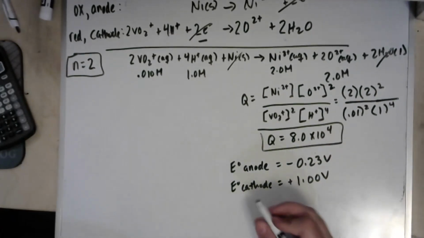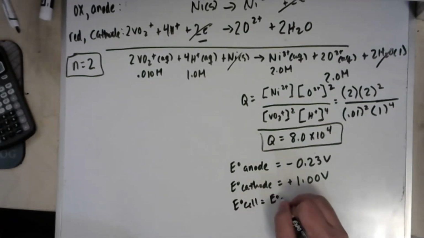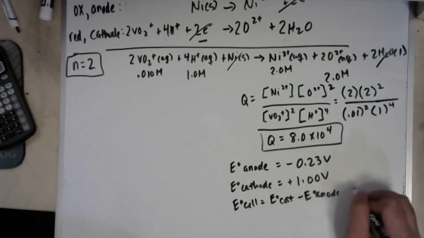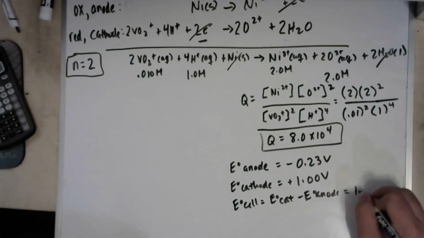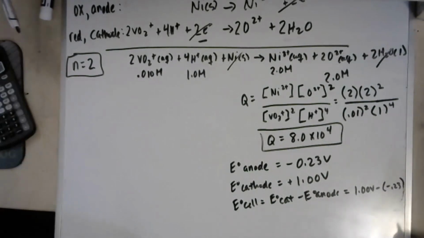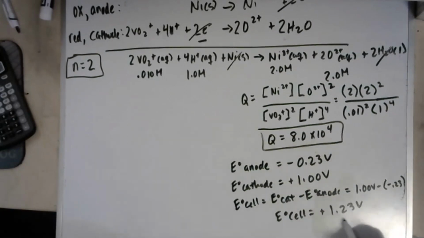So to find our E cell, E cathode minus E anode, 1.00 volts minus negative 0.23 volts. So we're going to end up with an E cell of positive 1.23 volts. And that is the last value that we need.